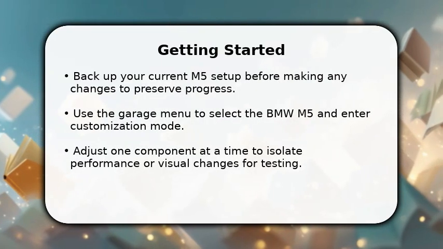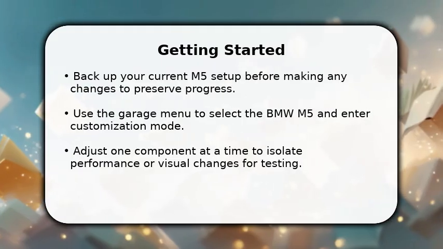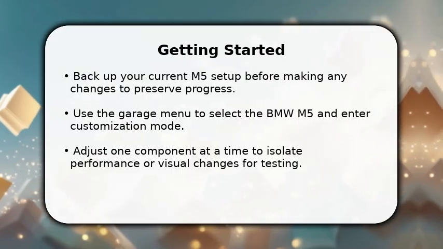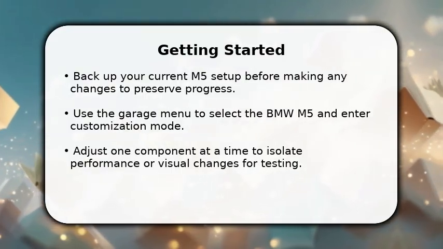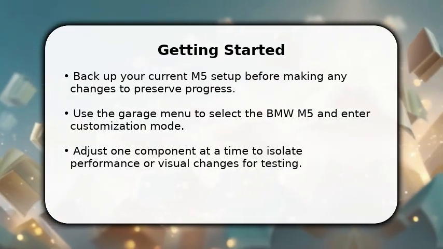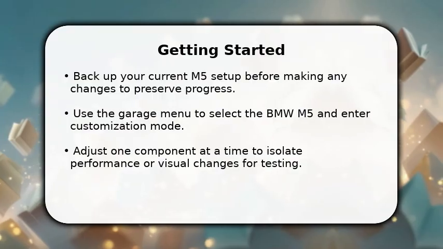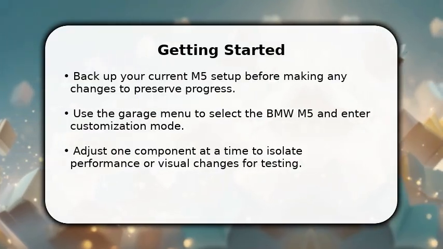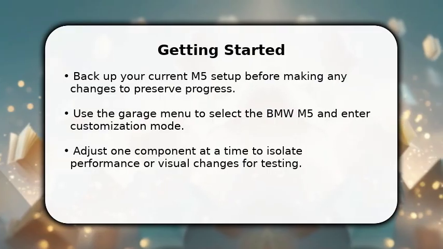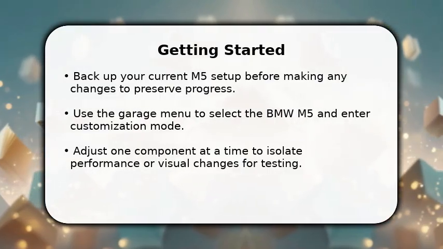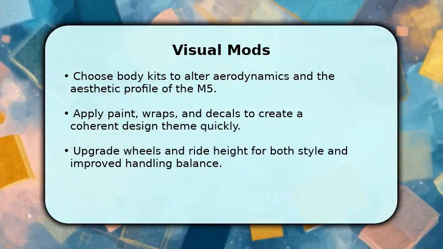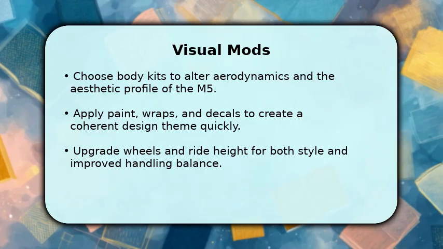In this video, I will show how to modify the BMW M5 in Car Simulator 2, Easy Guide. Start by backing up your setup, then open the garage and select the BMW M5 to enter customization mode. Check performance stats, save presets, and learn the difference between visual and tuning upgrades. I'll walk you through basic parts, testing tips on the track, and how to revert changes safely so you can experiment without losing progress.